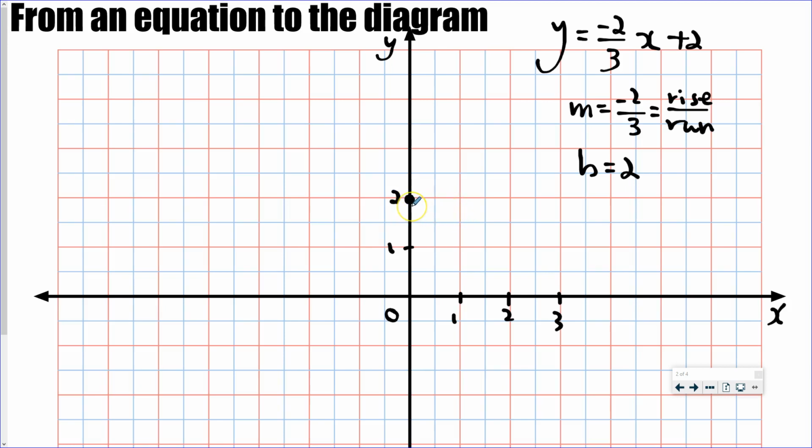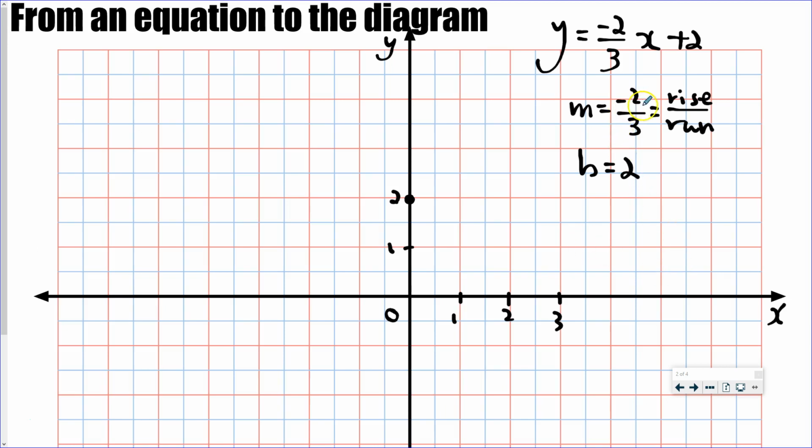And from this point, we have to look at our slope, the rise over run. We want to find out from this point where I have to go to get to another point. Okay, if you're going to draw a straight line, you want 2 points. You don't need like 50,000 points. You just need 2 points.